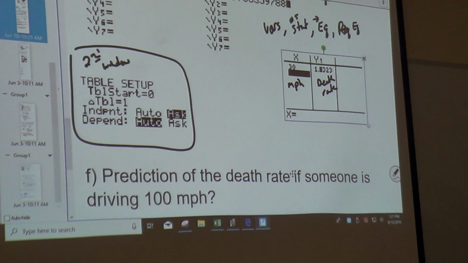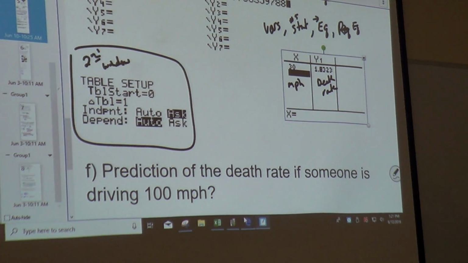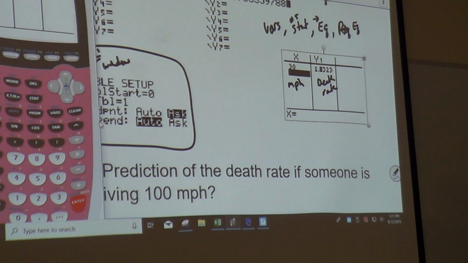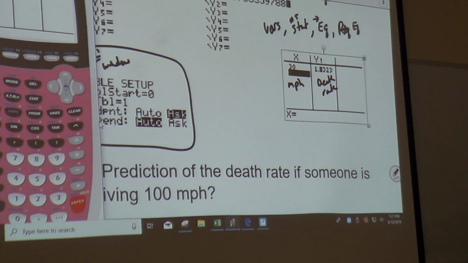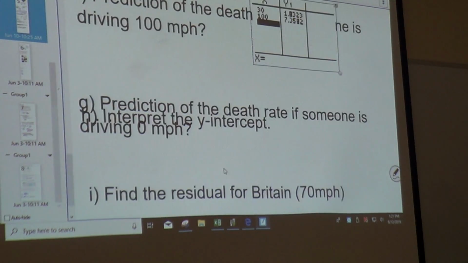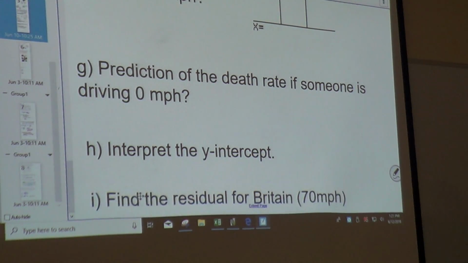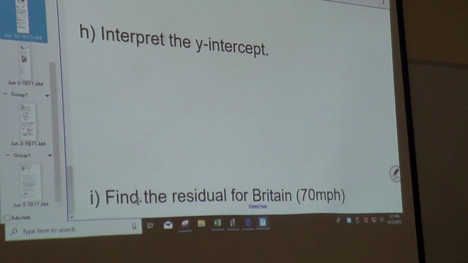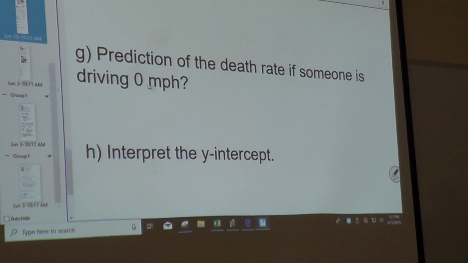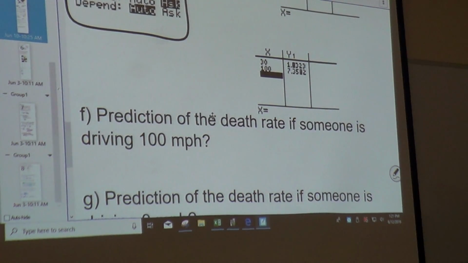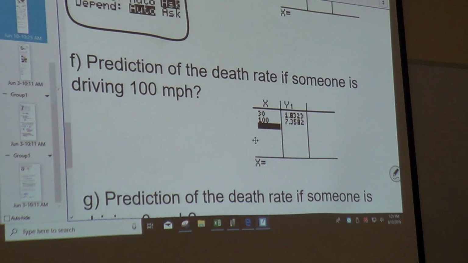My next question says, what is a prediction if someone's driving 100 miles an hour? What do you think is going to happen to the death rate? It's going to go up. The faster you drive, the more likely you are to die. So I'm going to put in 100. So this says, come on. The death rate of someone going 100 is going to be that.